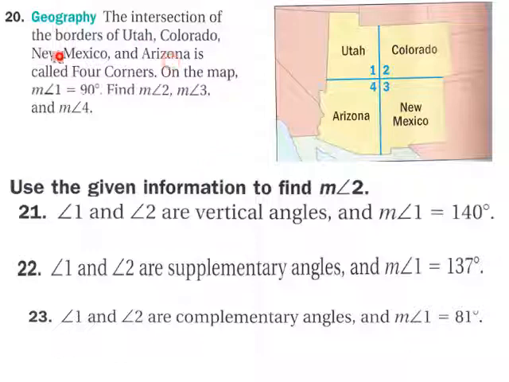Then we get into a little word problem here about the Four Corners area of the country. You have this information here, and you have this information here to solve this problem. Use the given information to find the measure of angle 2. They're vertical angles, supplementary, and then complementary.